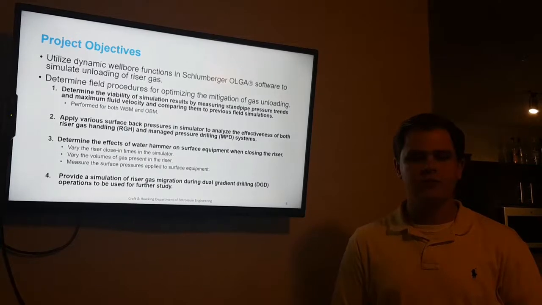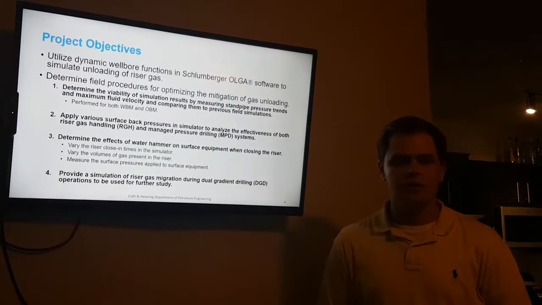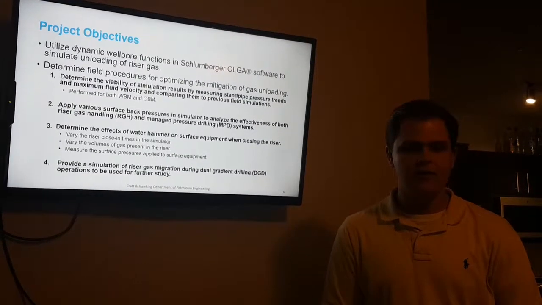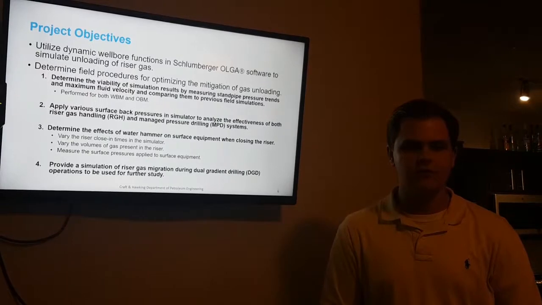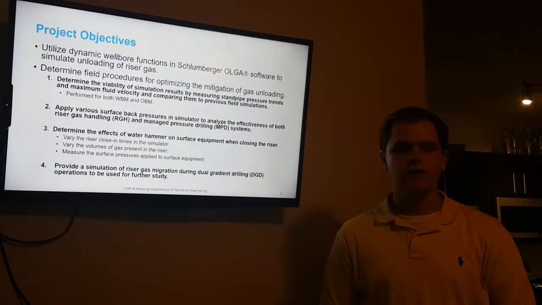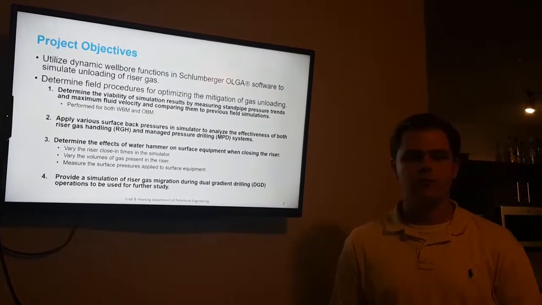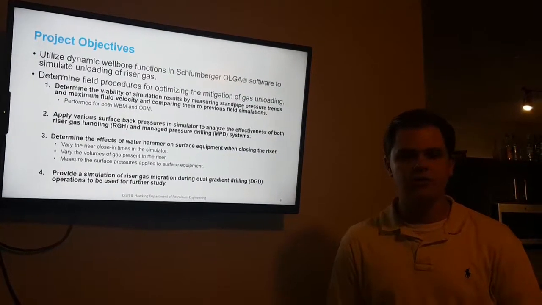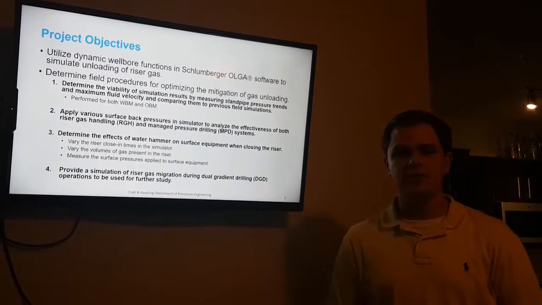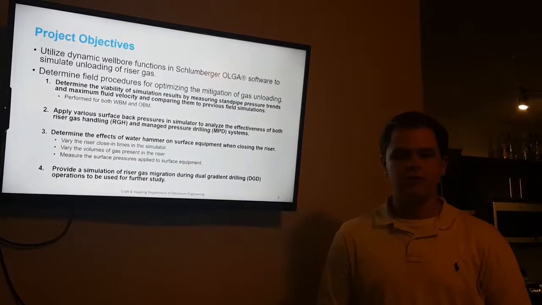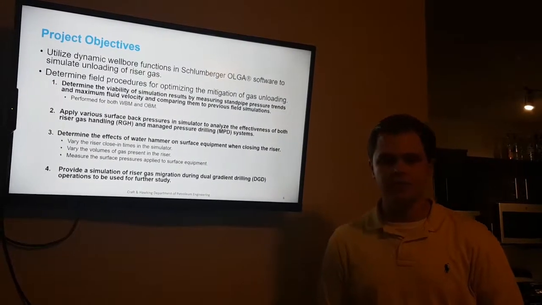Third aspect, we will determine the effects of water hammer on surface equipment when closing the riser. When closing the riser, the water hammer can pose a threat to surface equipment by increasing pressures very rapidly. So to see how the water hammer affects this equipment, we will vary the riser closing times in the simulator. We will vary the volumes of gas present in the riser, and we will measure the surface pressures applied to the surface equipment to see if it can be handled.